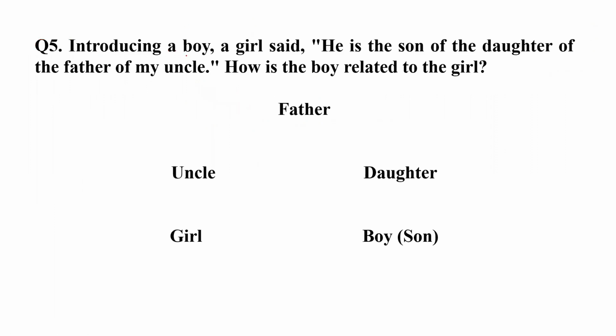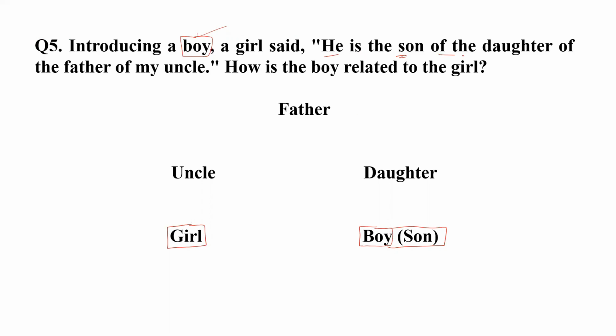So introducing a boy, a girl said. So the girl is the saying party. This is why we have written the name of the girl on the left hand side. After that, she's introducing a boy. So this is the first party. That's why we are writing the name of the boy on the right hand side. So the girl is saying he, so she is referring to the boy. He is the son. That means this boy is a son of someone. To whom he is the son, we shall find by going through the equation.